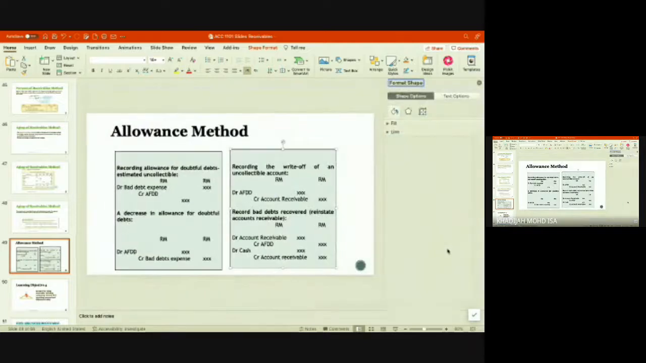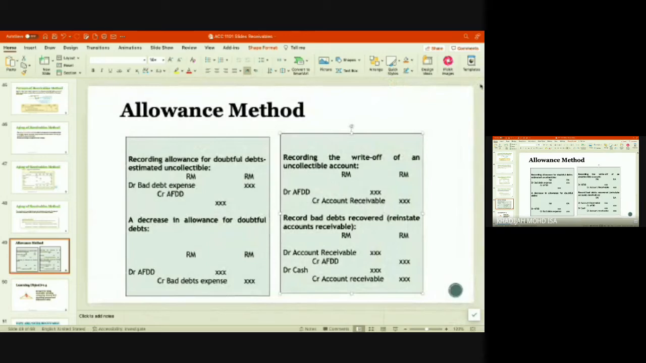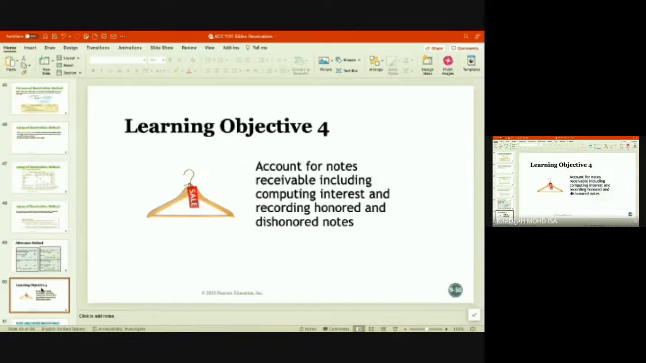So, and then if there is a bad debt recovery, then you are going to debit account receivable, credit AFDD, and then debit cash and then credit account receivable again. Why do you have to debit and credit account receivable? Because you have to create that amount which is recovered, and then you credit your AFDD, then only you set off debit cash again and credit account receivable. Means that you have to create that amount first.